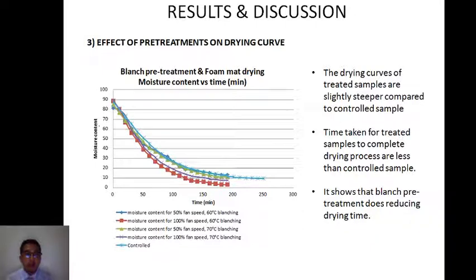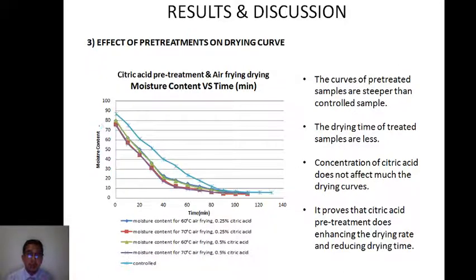Okay. Next, blanch pretreatment and foam drying. The drying curve of treated samples is slightly steeper compared to controlled samples. Time taken for the treated samples to complete the drying process is less than controlled samples. It shows that blanch pretreatment does reduce drying time.